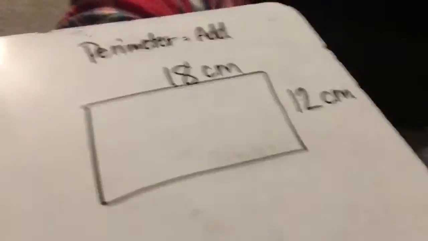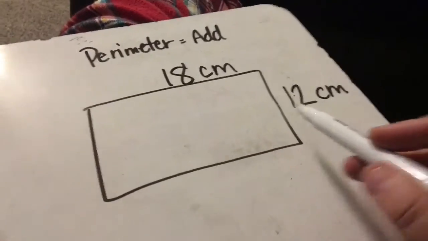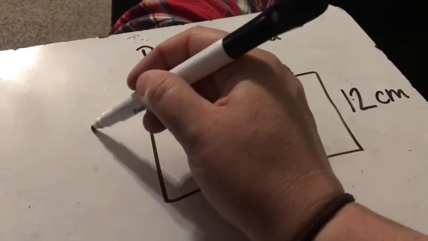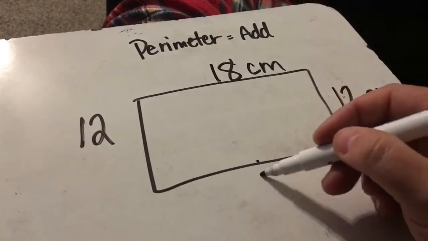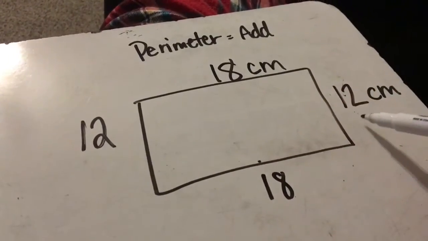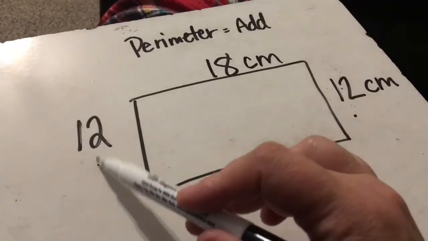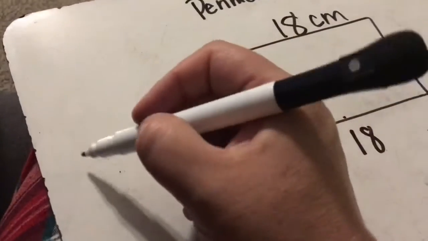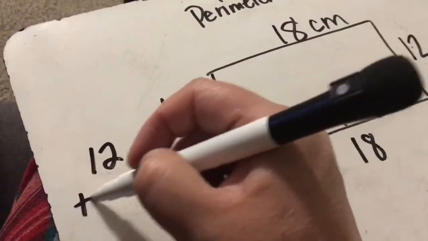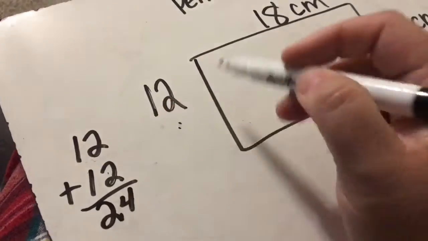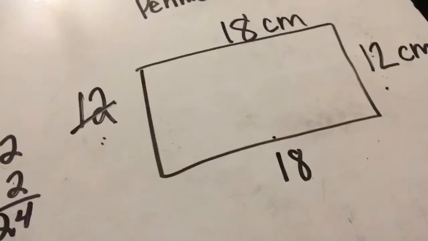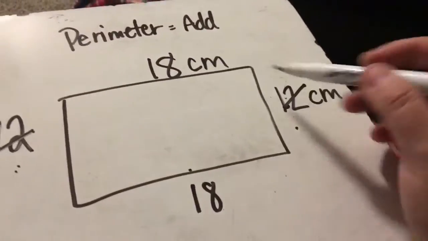The next one is a little bit harder. We have 12 on one side, so 12 is going to go on the other side, 18 at the top, so 18 will go at the bottom. 12 plus 12, that's a little bit harder, so maybe we need to make a little spot where we can add that up together. 12 plus 12 is going to equal 24. I'm going to cross those off so I know that I already took care of those.